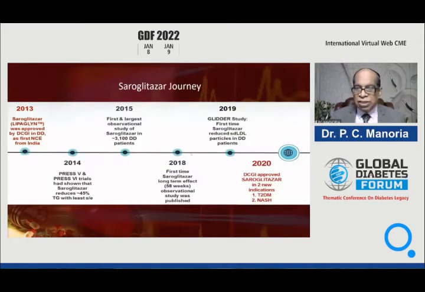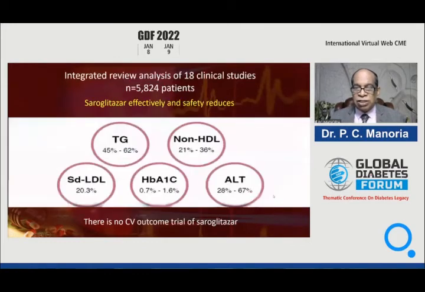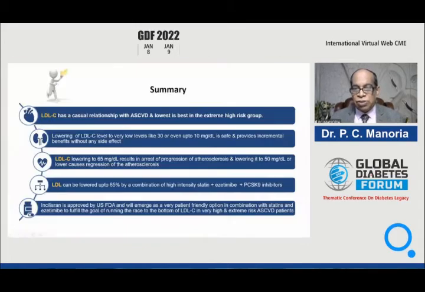Saroglitazar decreases the triglycerides, predominantly, though it has other actions also, and is approved for type 2 diabetes and NASH, but no outcome data is available. Triglyceride reduction, you can see, is phenomenal, 45 to 62%.